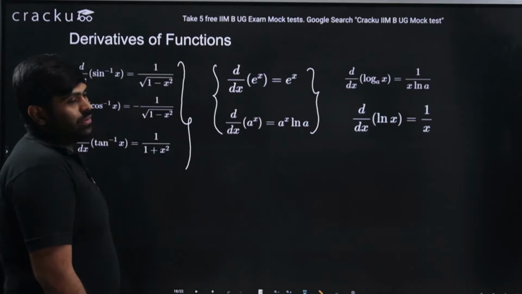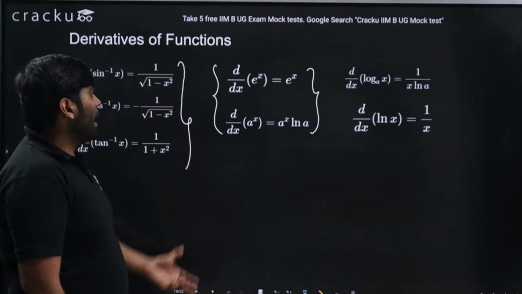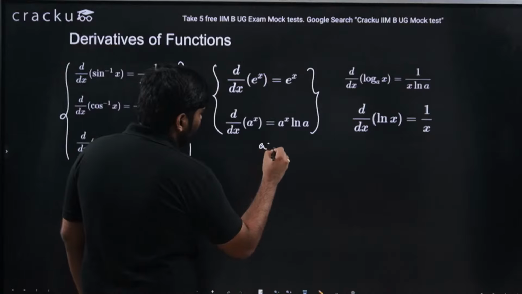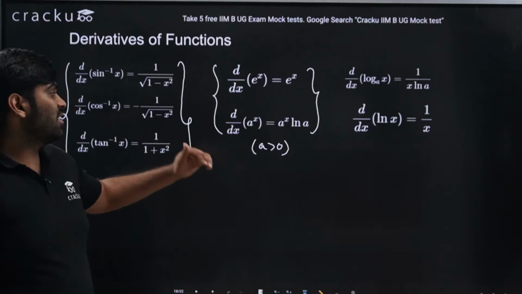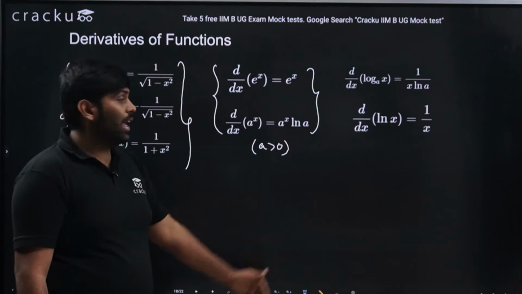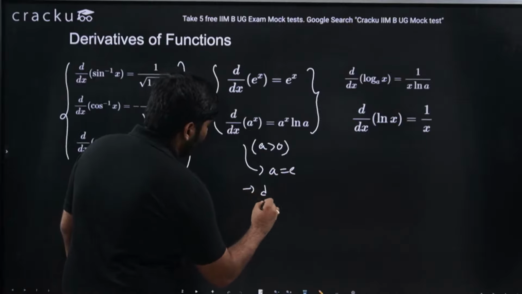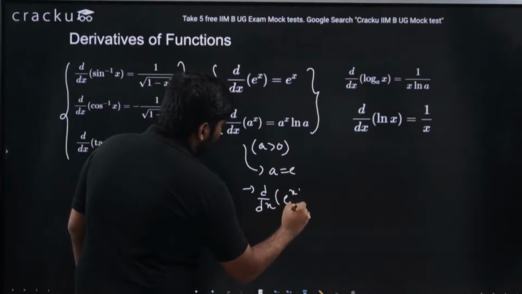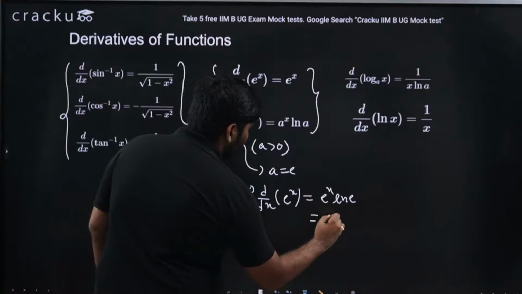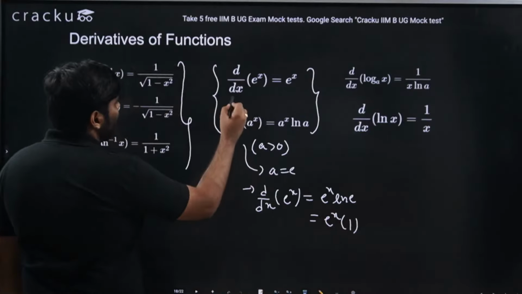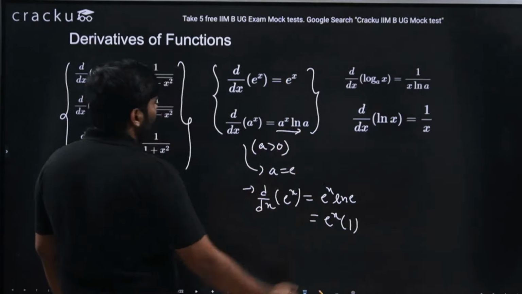D by dx of e power x: when you see e power something, the differentiation is again e power x. Whereas if it is a power x, instead of e, where a is some positive number greater than 0, then d by dx of a power x is nothing but a power x into ln a. In this, if you substitute a is equal to e, you will get d by dx of e power x is equal to e power x into ln e. What is the value of ln e? 1, right? E power x into 1. So basically, e power x differentiation is e power x, whereas a power x is a power x ln a.